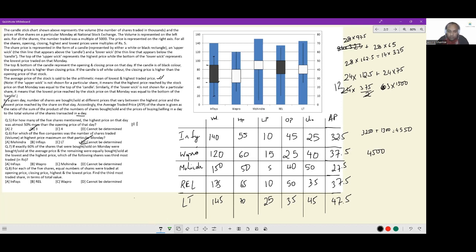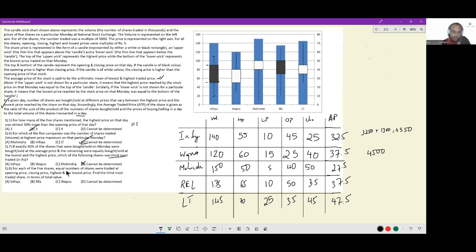Okay. Close. I have to do more maths for each of them. Oh, I don't have to do this maths. See, wonderful thing. This is calculable. This we know for certain. No. This is third most traded. So I have to do for all. Cannot be determined, cannot be the answer. But I have to do it for every case. Okay.